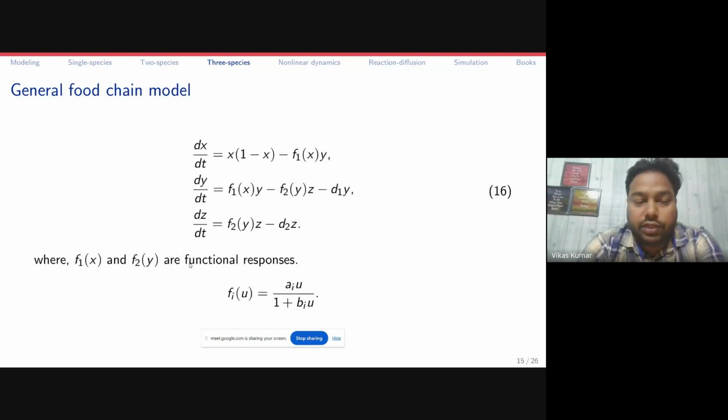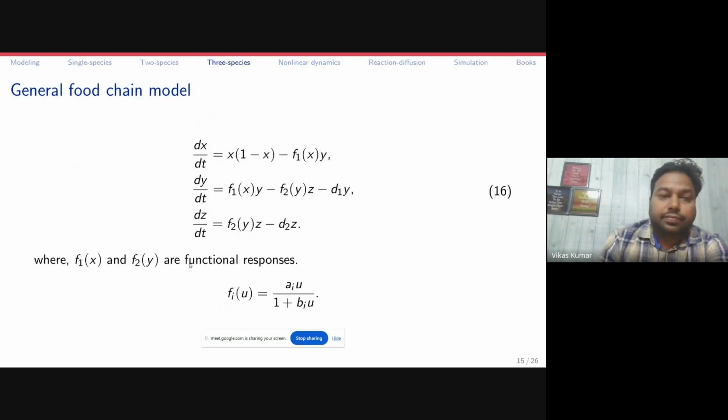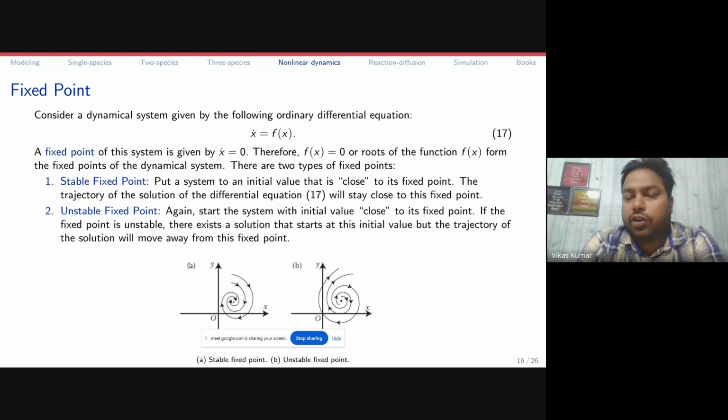I have shown you the single species models, two species models, and three species models. If you want to propose a new one, maybe these are very helpful to you. Now we are moving to the nonlinear dynamics that occur in such kinds of systems. Since I'm talking about models, I'm not talking that much about the theoretical part, but I will include some parts about nonlinear dynamics.